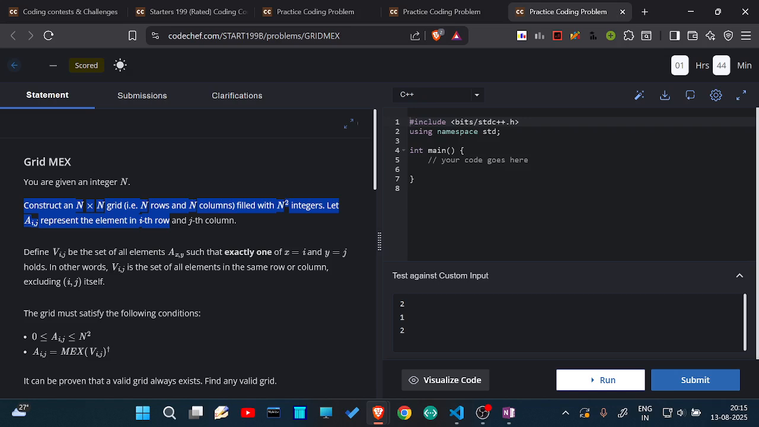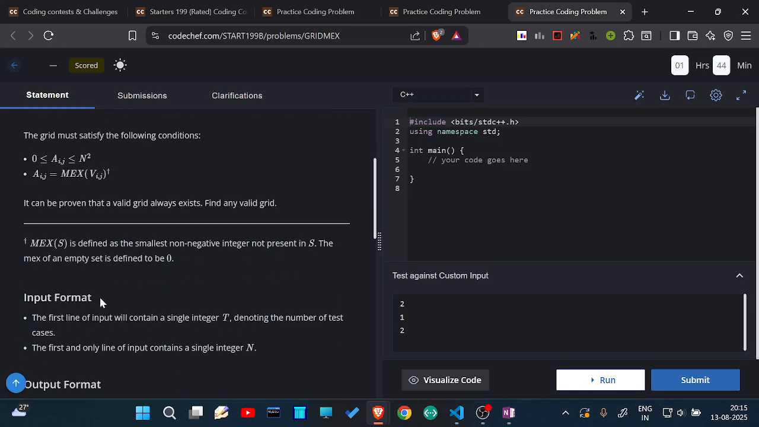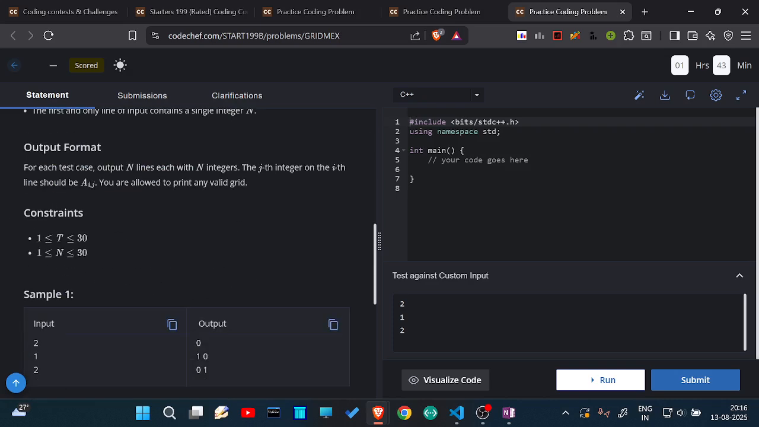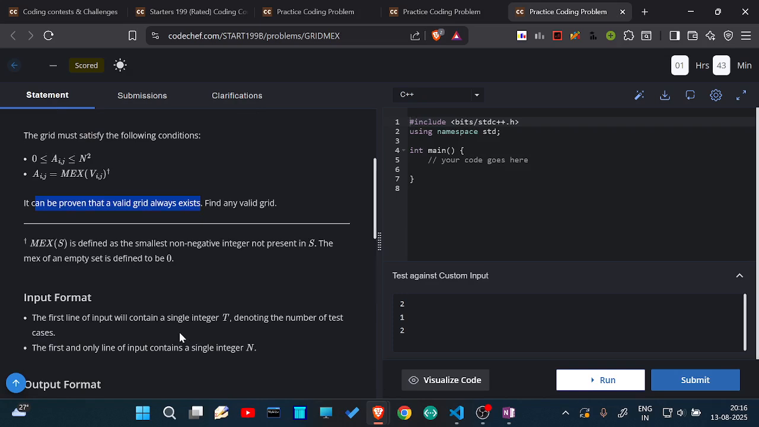Okay, so we are going to set up our elements excluding the same row and same column. Okay, so it should be max of that. You will give an n, right? Okay, you'll give an n. So you have given an n, you have to construct a grid such that it should be max of them.